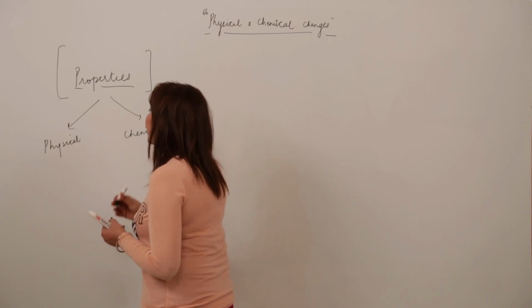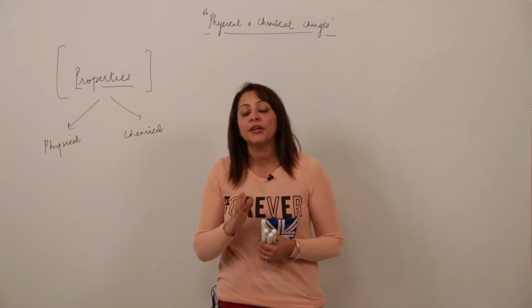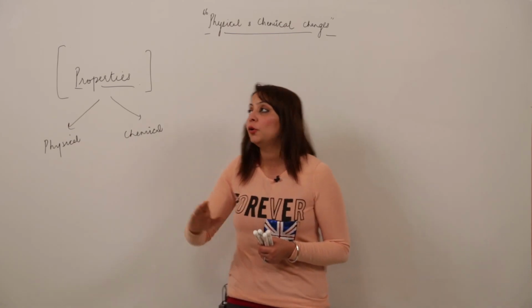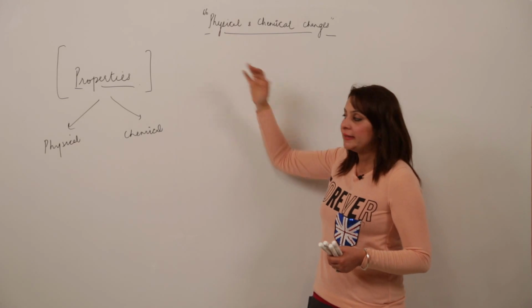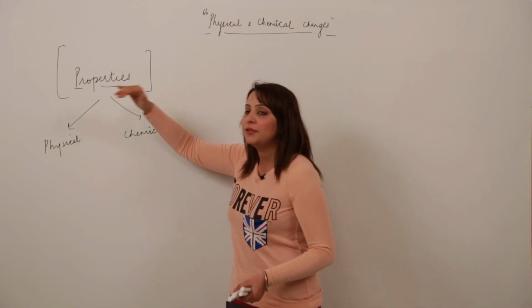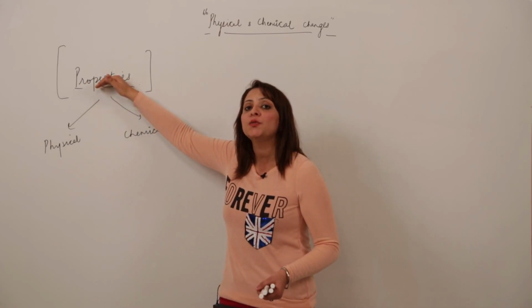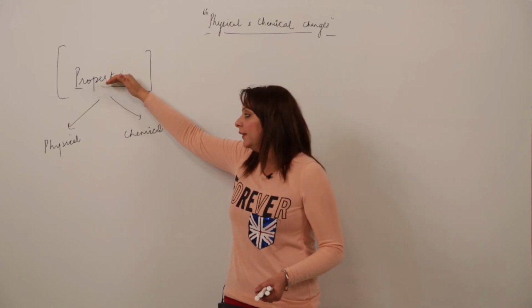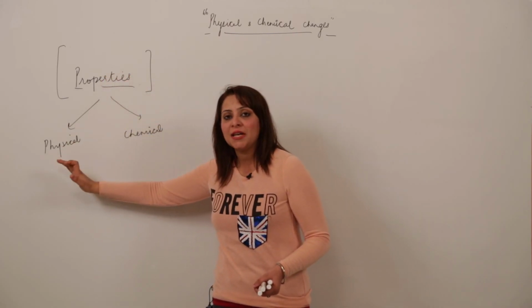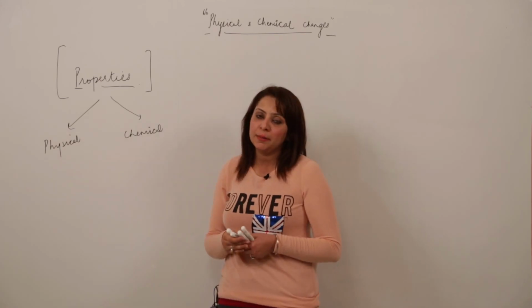Now, how can we distinguish between these two properties? Listen carefully. I am talking about the properties, not the changes. We will take up changes later. For this moment, I'm just making you familiar with what properties are. Properties are the qualities or specific characteristics possessed by any substance. They are of two types: physical property and chemical property.